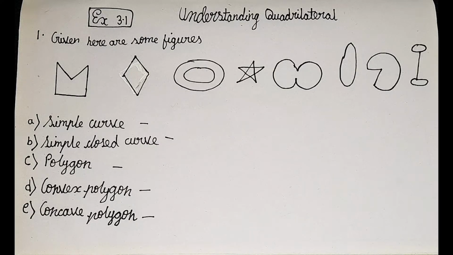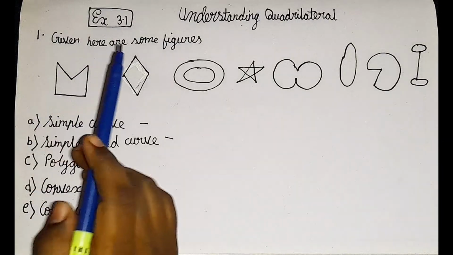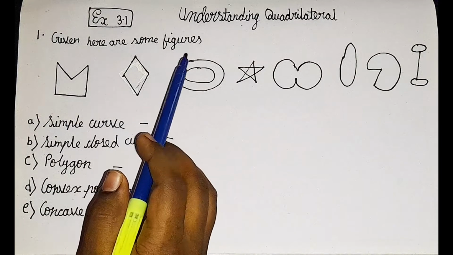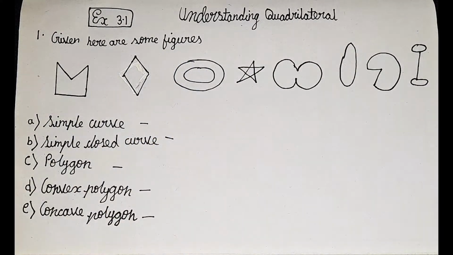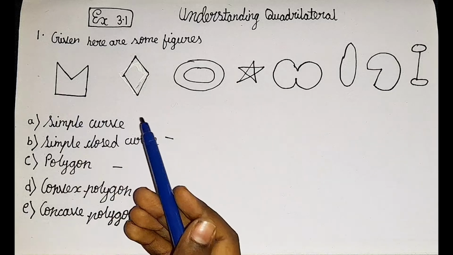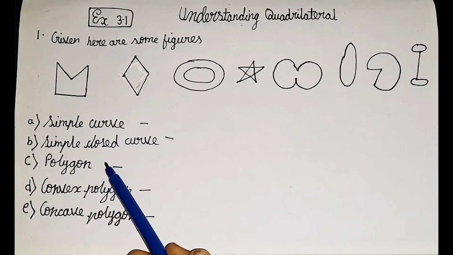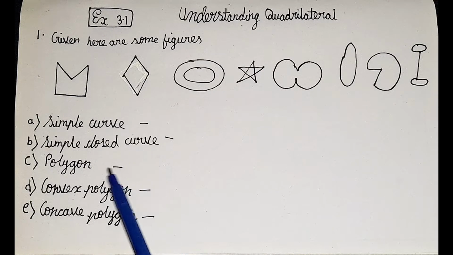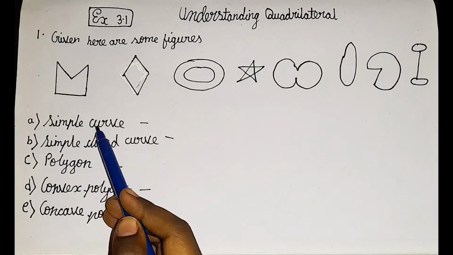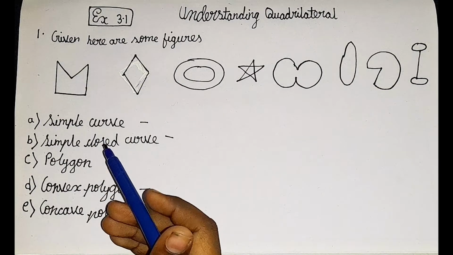Guys, let's read the question. Given here are some figures. So here you can see there are many figures, am I right? In this we should find which is a simple curve, which is a simple closed curve, which is a polygon, which is a convex polygon, which is a concave polygon. So our first question is, we should find what are the simple curves.